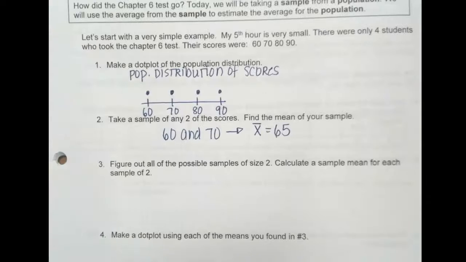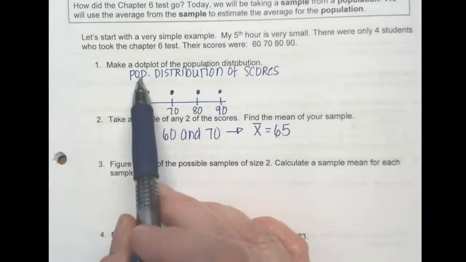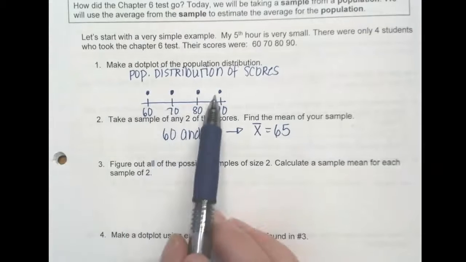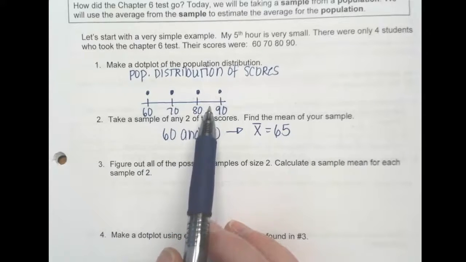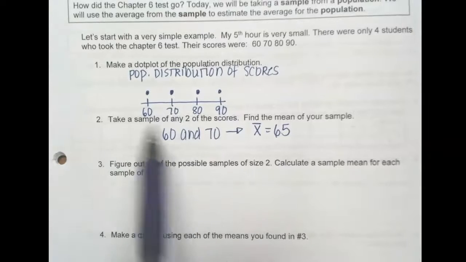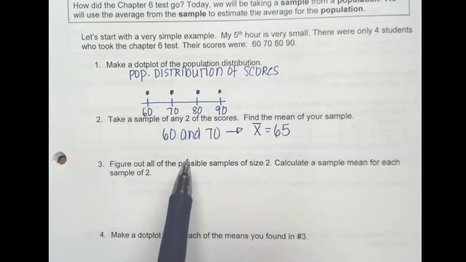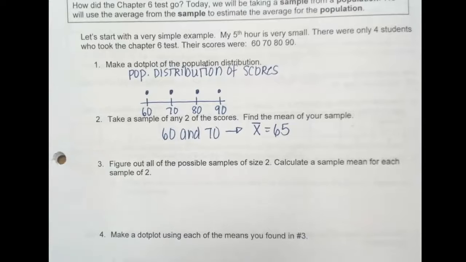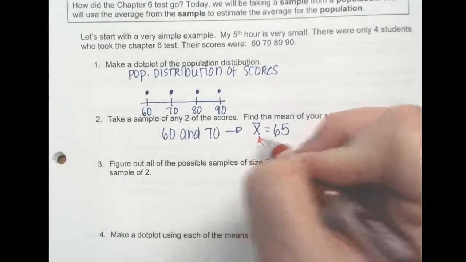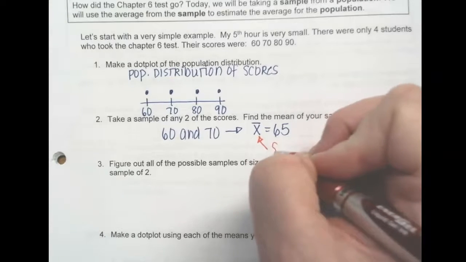All right, so here is my dot plot, and we're going to title this the population distribution of scores. This is all the population of my 5th period class and their scores. So it's the world's most boring dot plot. And then I said just select any 2 of the scores and find their average. I chose 60 and 70, so they had a mean of 65. And I just want you to remember that X bar means this is a sample mean.